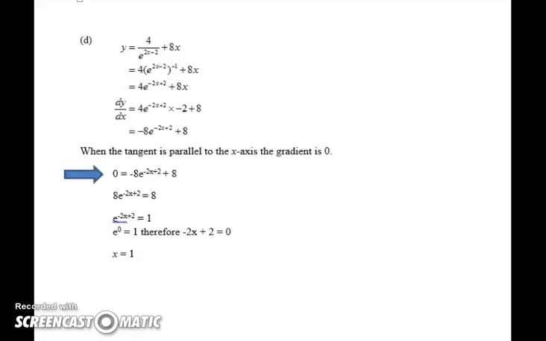So, putting my derivative equal to 0, I need to solve. So I bring the -8e to the -2x plus 2 across to the left-hand side, dividing each side by 8, and it's e to the -2x plus 2 equals 1. Remember, anything to the power of 0 equals 1, so e to the 0 equals 1, leaving the power -2x plus 2 equal to 0. Solving, x equals 1.